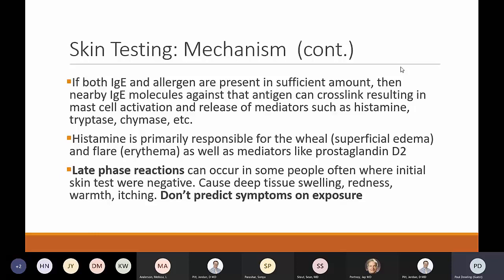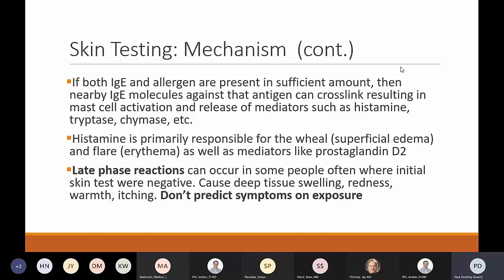So every once in a while, you'll have some patient that came to the clinic who had skin testing, who had nothing on skin test, or maybe had a couple things, but then later that evening, you get a call that they had, you know, there's a bump at some place where there wasn't this morning or something, and that's a late phase reaction, and it doesn't predict symptoms on exposure, so it's not really important.